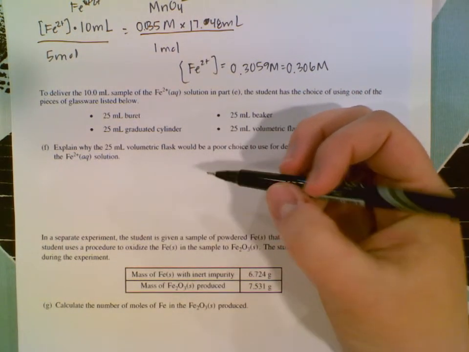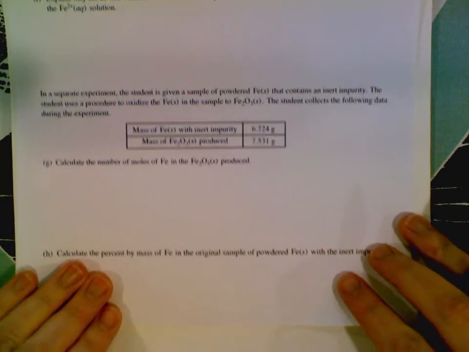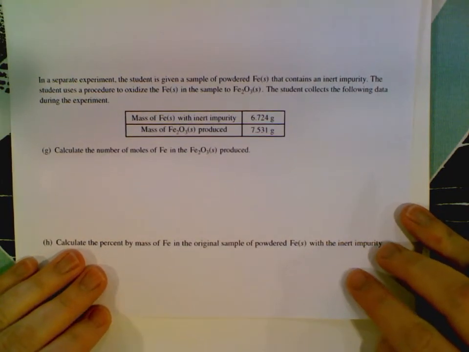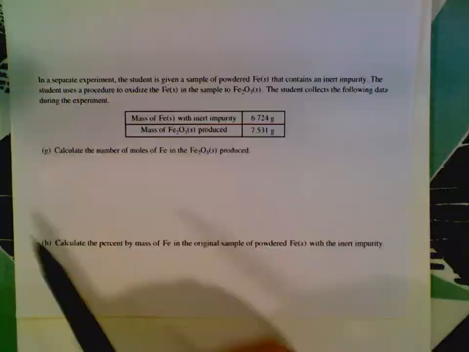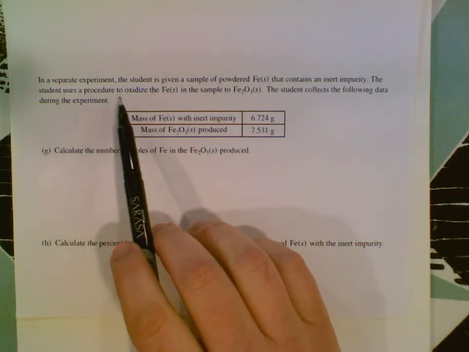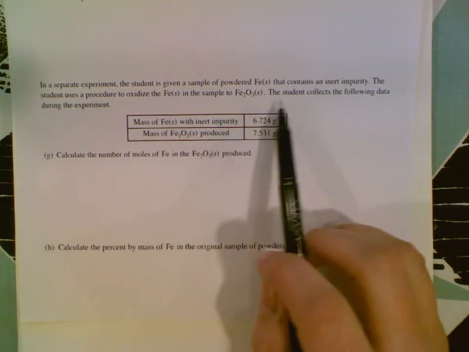I don't feel like I really need to work over that one. All right. For G, it says, in a separate experiment, a student is given a sample of powdered Fe that contains an inert impurity. The student uses a procedure to oxidize the Fe in the sample to Fe2O3. The student collects the following data.